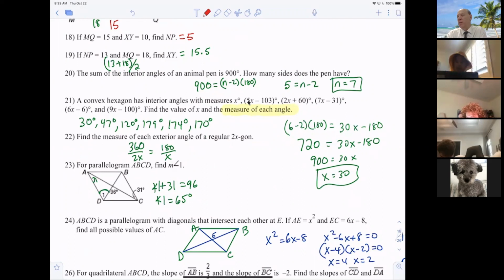So the sum of the interior angles of a hexagon, right? N minus 2 times 180. That's the sum of the angles. Do you agree with me? And so now 6 minus 2 is 4. 4 times 180 is 720. So all of the angles add up to 720. You agree with that? Is that all right?